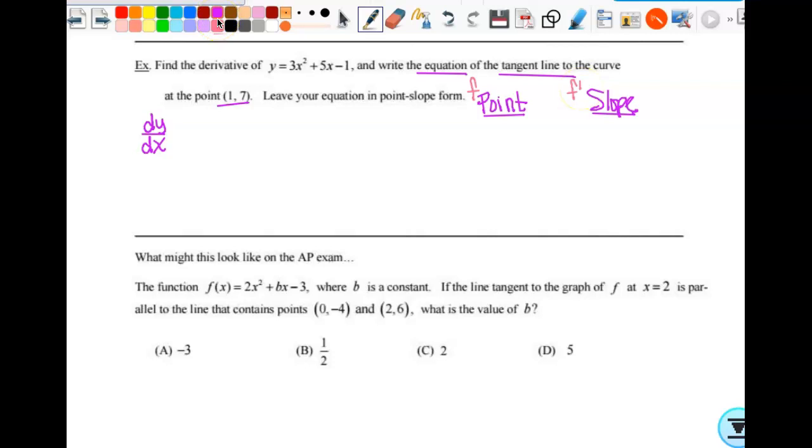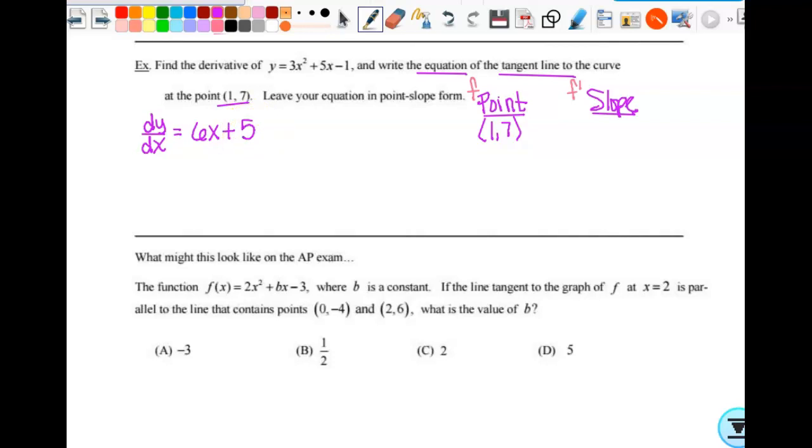If they didn't straight up give me the point, if I only got the x value, then I substituted into f, or this is y, but you know what I mean by that, right? So I have my point. It's at 1, 7. It told me to find the derivative, but it really didn't have to. It could have just said, write the equation of the tangent line, then you have to know that it's the derivative. But either way, what's the derivative of 3x squared? 6x. What's the derivative of 5x? 5. What's the derivative of negative 1? 0.